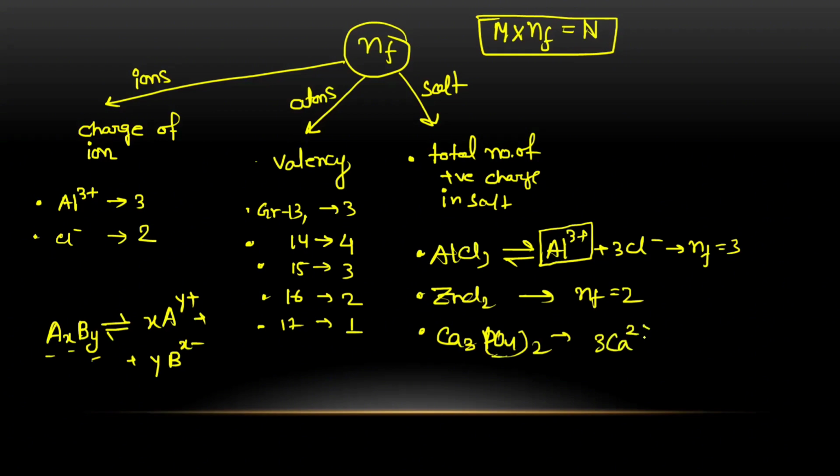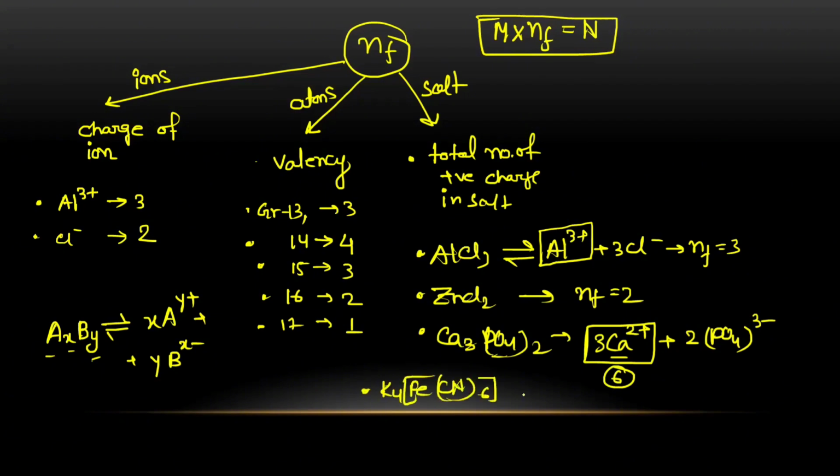3Ca2+ and 2PO4 3 minus. So the total positive charge is basically the positive portion. 1 Ca has 2 positive charge, so 3 Ca will have 2 into 3, 6 positive charge. So n factor will be 6. For example, K4[Fe(CN)6], potassium ferrocyanide. So 4K+ and [Fe(CN)6] 4 minus. There are 4 cations with single positive charge. So overall n factor is 4.